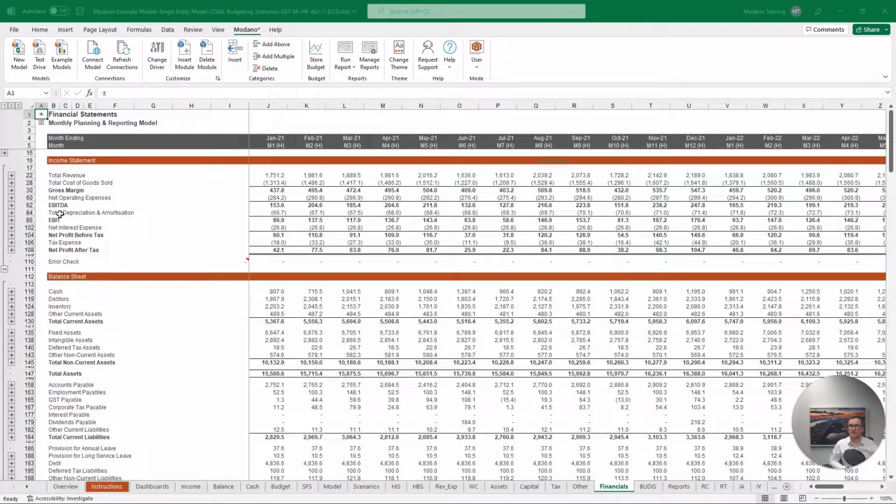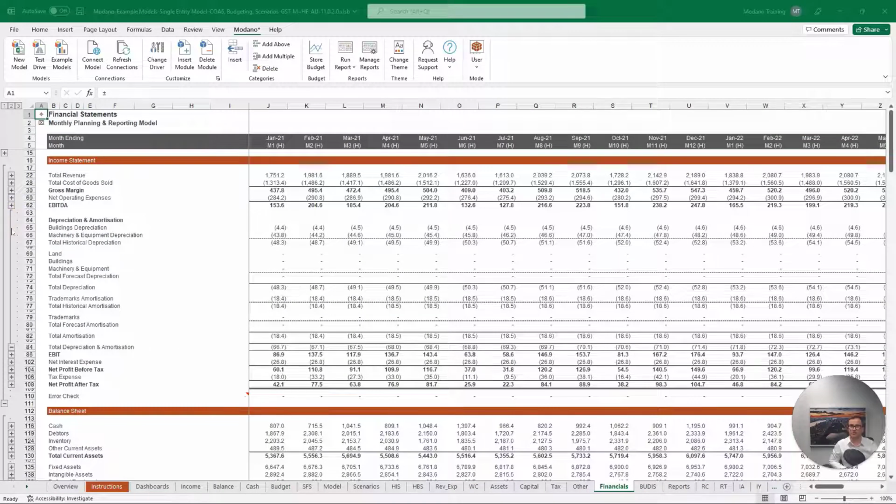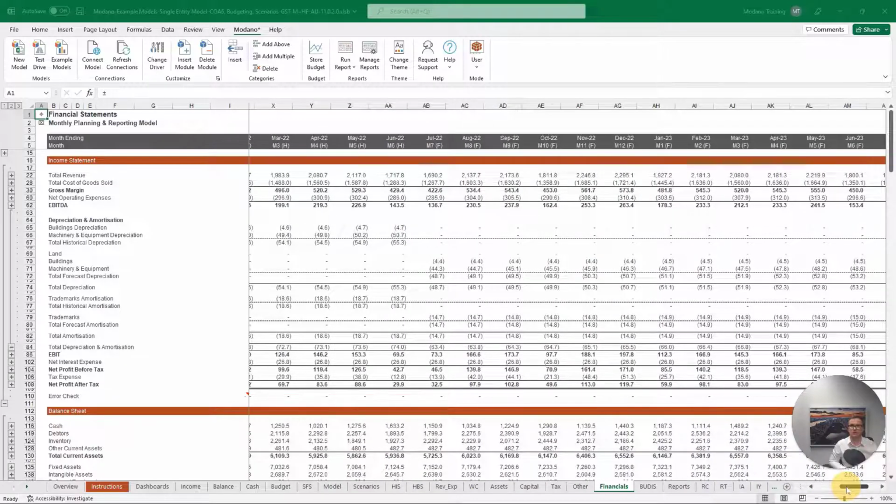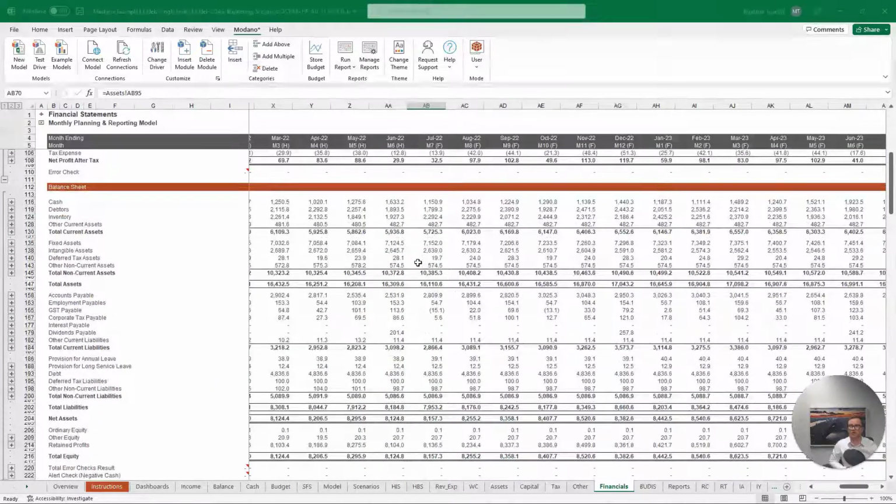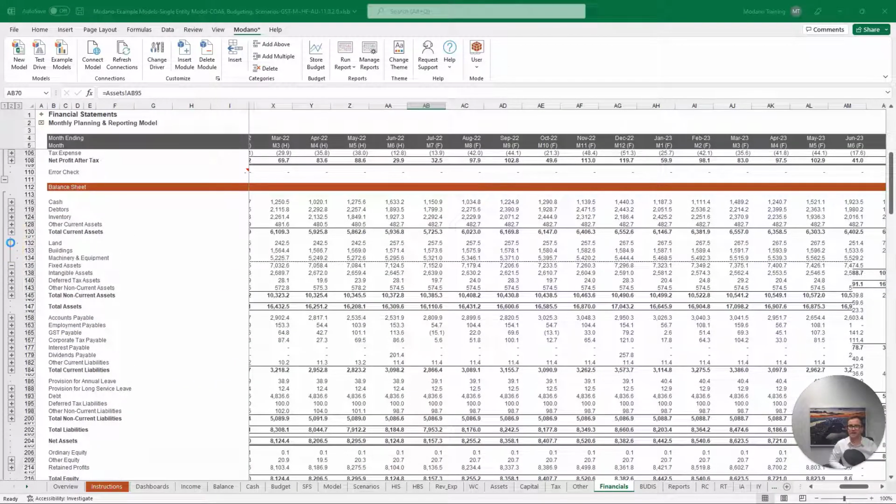Firstly, looking at the income statement, if we expand our depreciation and amortization section, we can see our forecast depreciation section, with our middle category being buildings. If we scroll across our time series until our first forecast period of July 22, we can see that we have our forecast depreciation of 4.4. If we then scroll to our balance sheet and locate our non-current assets section and expand our fixed assets collapse rows, if we look at our buildings, again in our forecast month of July 22, we can see that we have our closing balance of 1573.6.